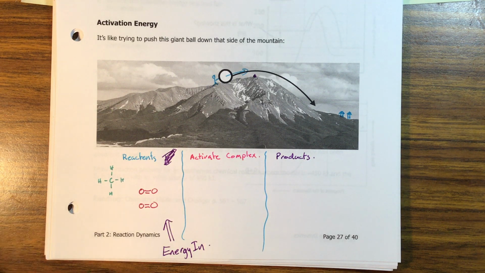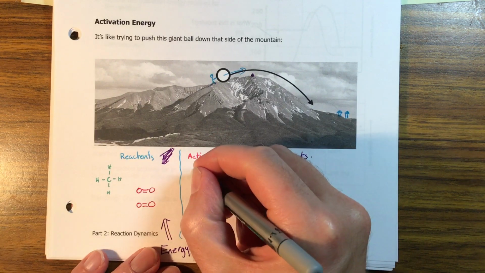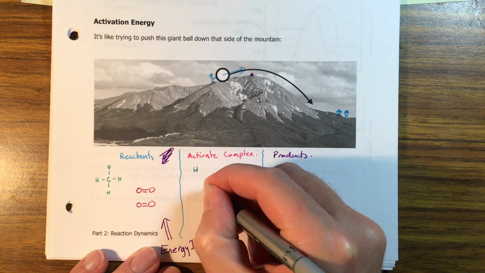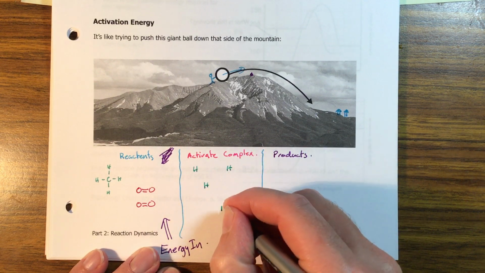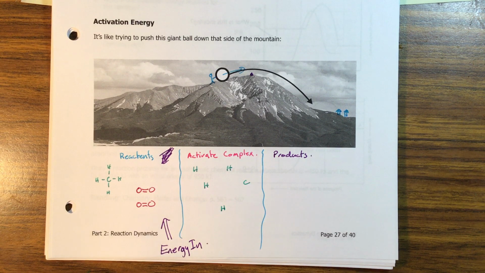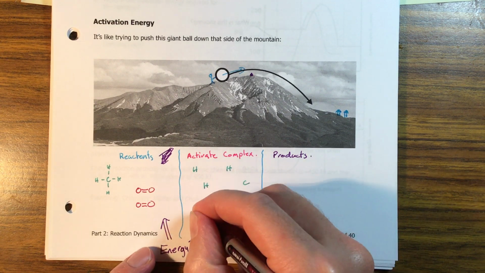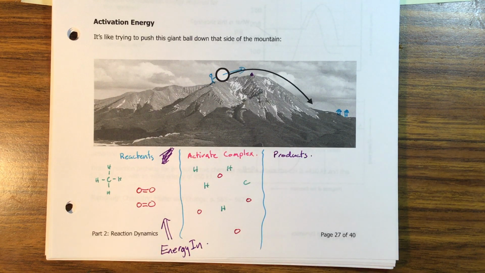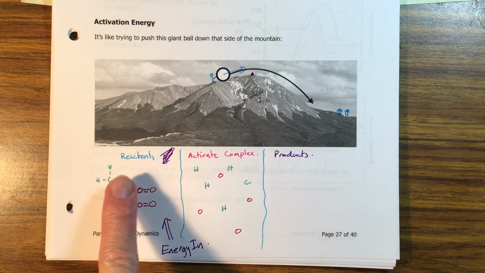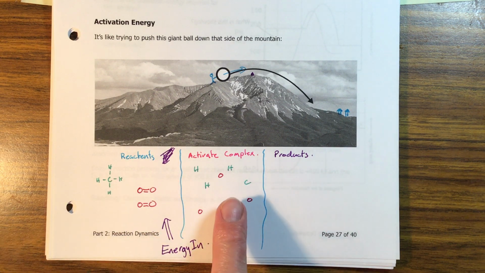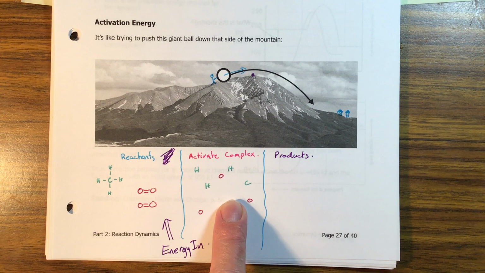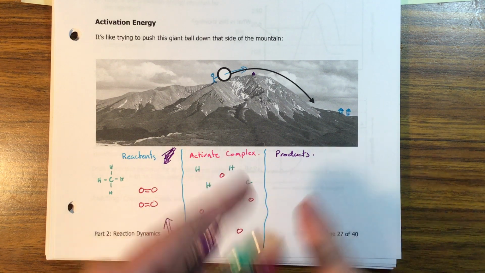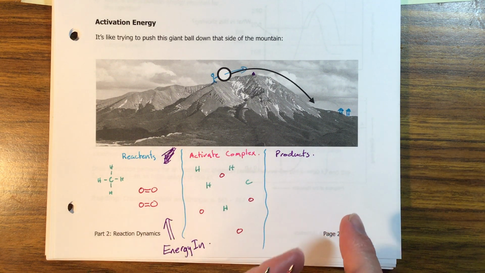Then once you've put that energy in, you've got the hydrogens just floating around here, separate from the carbon. You've got these oxygens just kind of floating around. So you've got all this activated complex. In order to break the chemical bonds, we put energy in, and they broke. We get this activated complex right here. Then this activated complex is going to reform into the new chemicals.